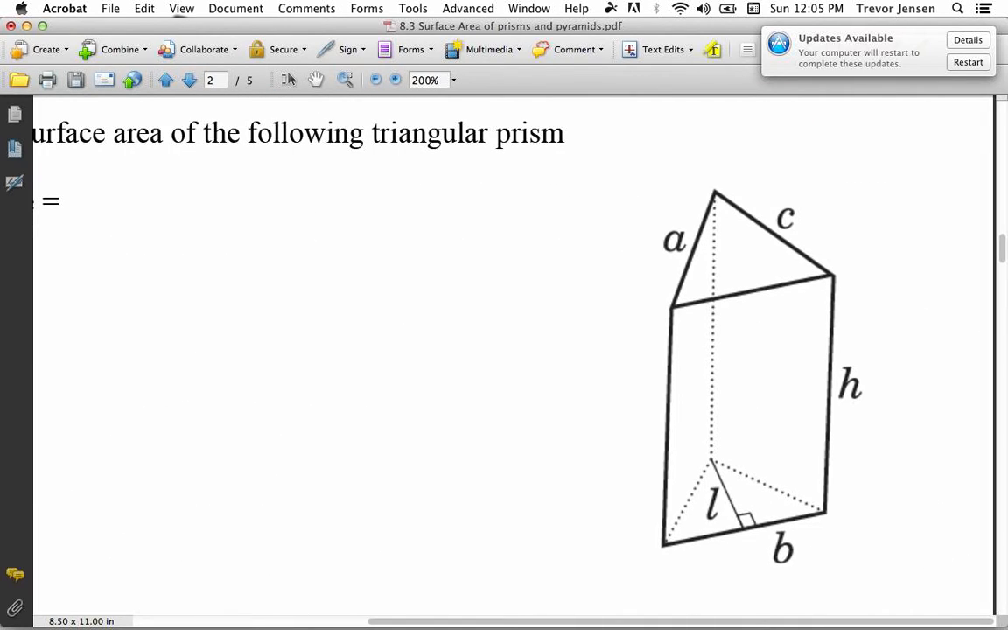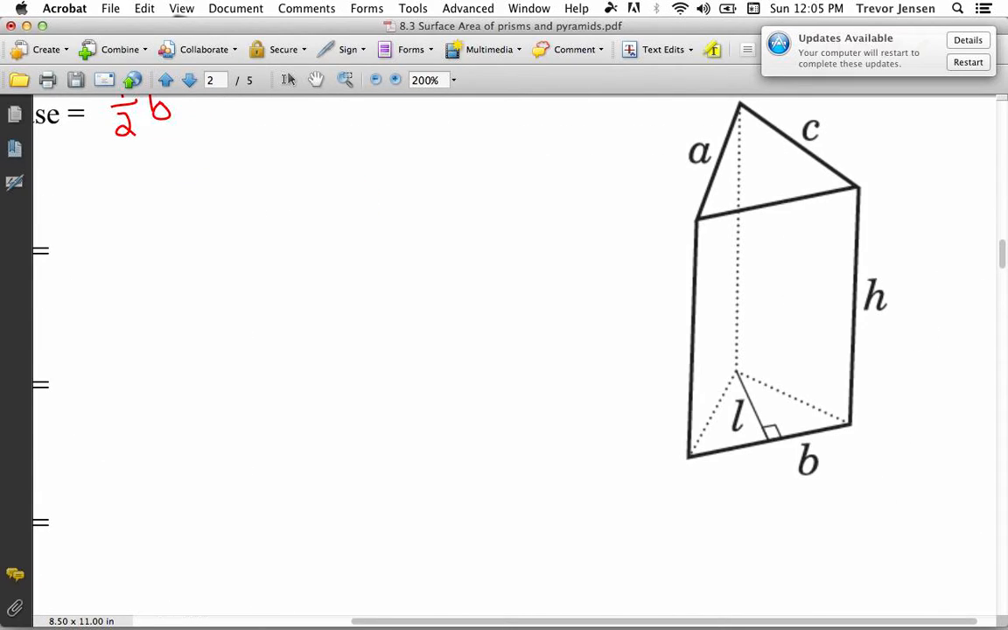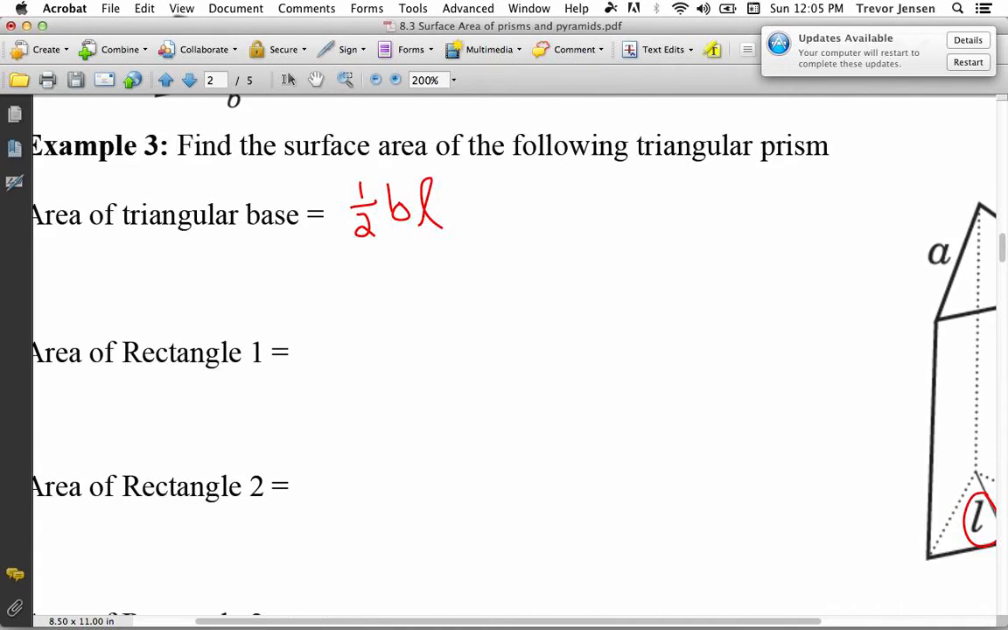So the area of the triangular base. Why don't I find the area of a triangle? You have to do half times base times height. Half times base, and the letter I used to represent the height of the triangular base is not H, because H is the height of the prism. I used the letter L to represent the height of the triangular base. So half times B times L will get me the area of the triangular base.